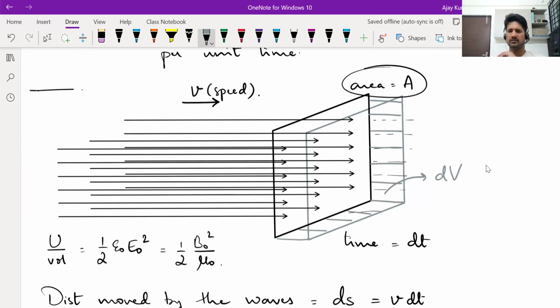Are you able to visualize this? Rishi, are you able to visualize the picture? Yes, sir. Isha, is it clear? Yes, sir.